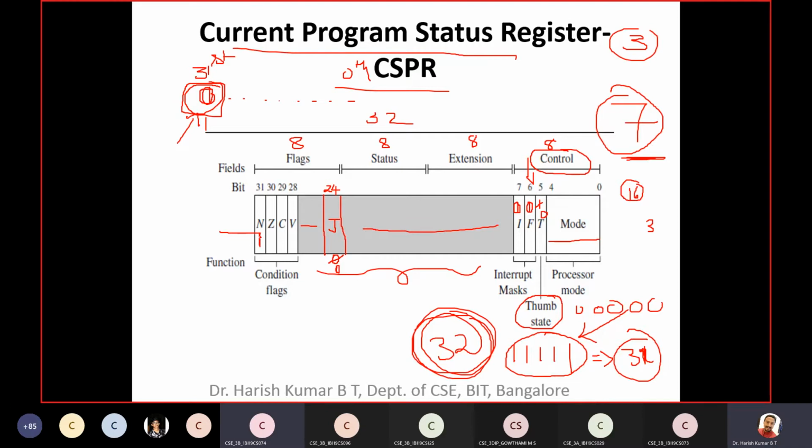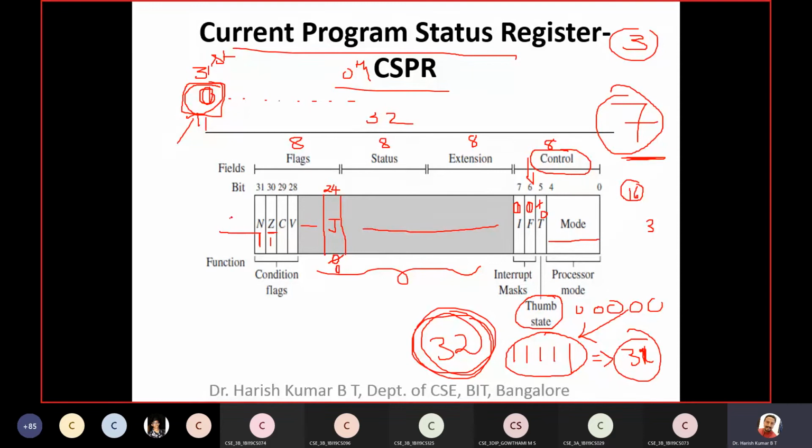Okay. Next, the zero flag, Z. If the most recent operation performed by the ALU results in a value 0, so either it could be an addition operation or a logical operation or a subtract operation, when you do this, if the result is 0, then the zero flag is set. Hope people are understanding.